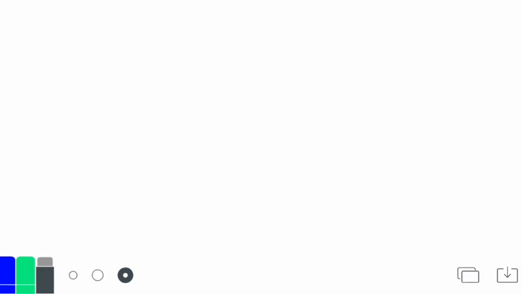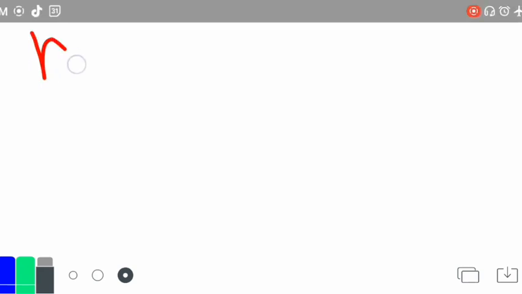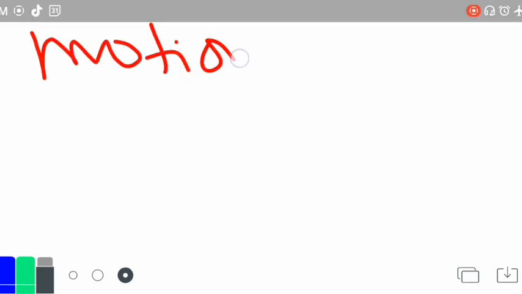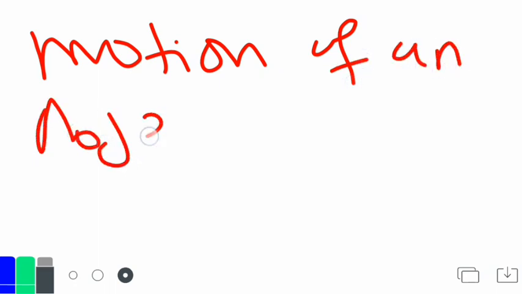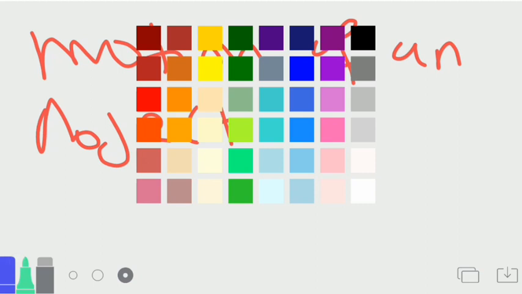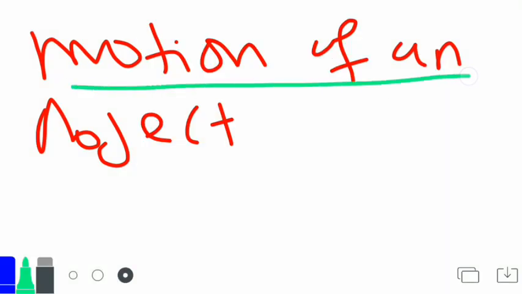Okay, now in physics, this is about the motion of an object. So when you look at this, we are trying to talk about the movement of objects, such as a car that is moving and anything that you can think of that moves, and that creates a motion, a movement from one point to the other point.